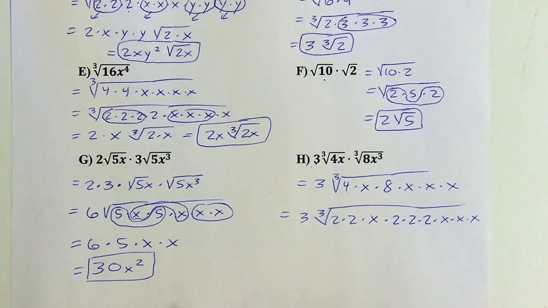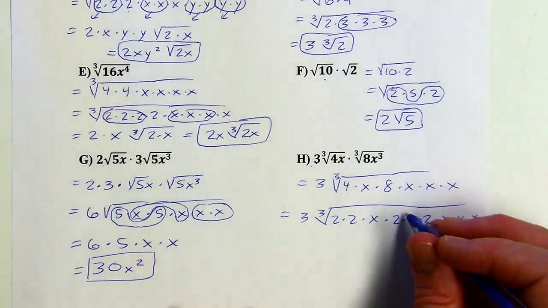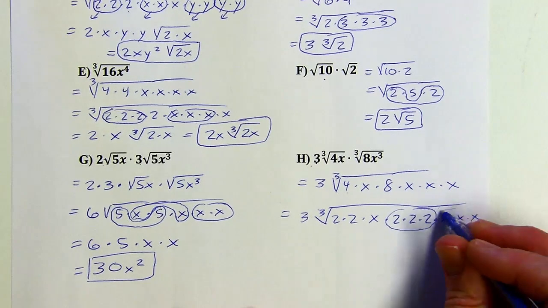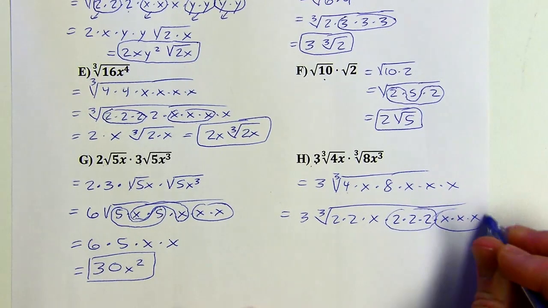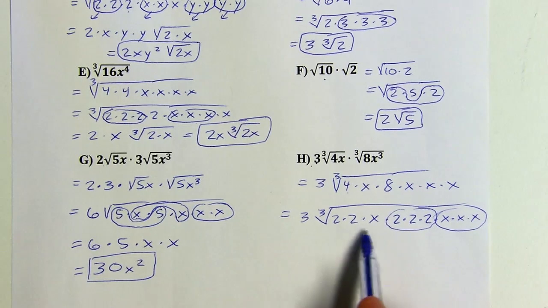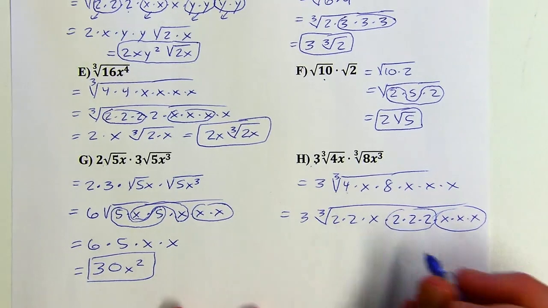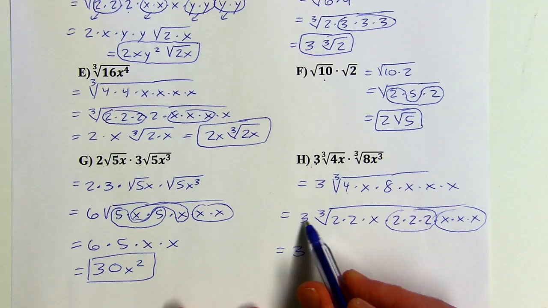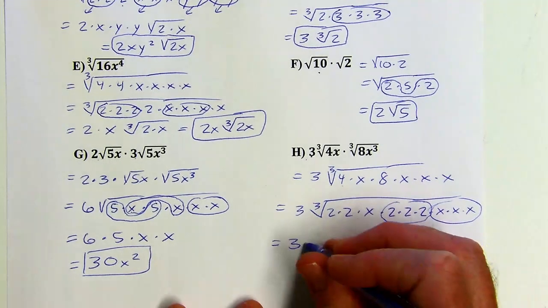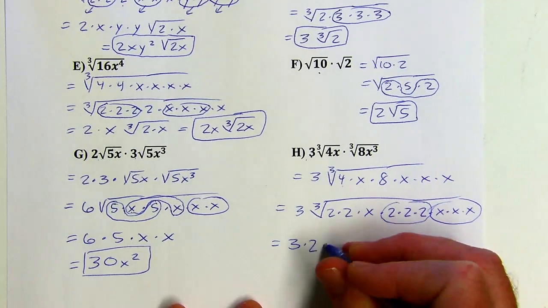Okay, and then I'm looking for triplets here. So hey, I've got triple 2's here. I've got triple x's here. And then those are my leftovers, right? So let's see. There's already the 3 on the outside. Now there's going to be a 2 that joins it and an x.